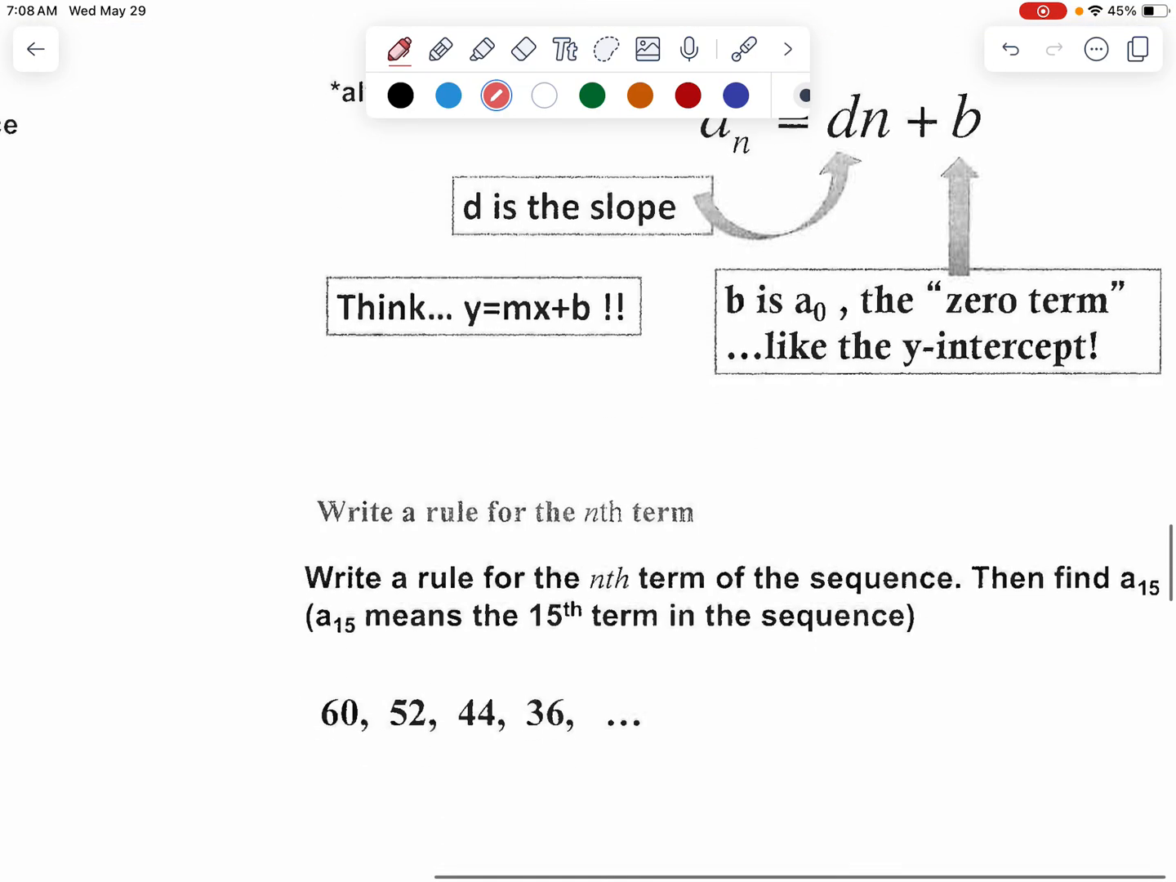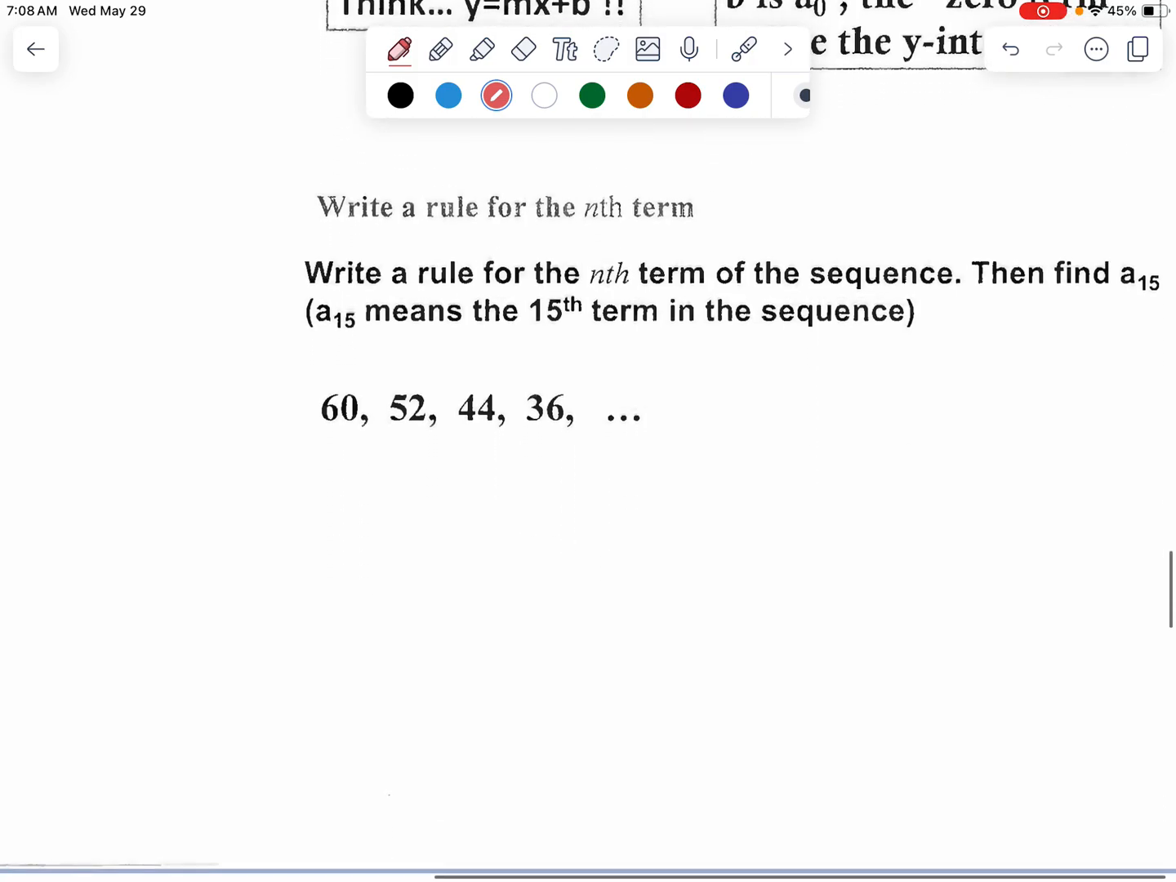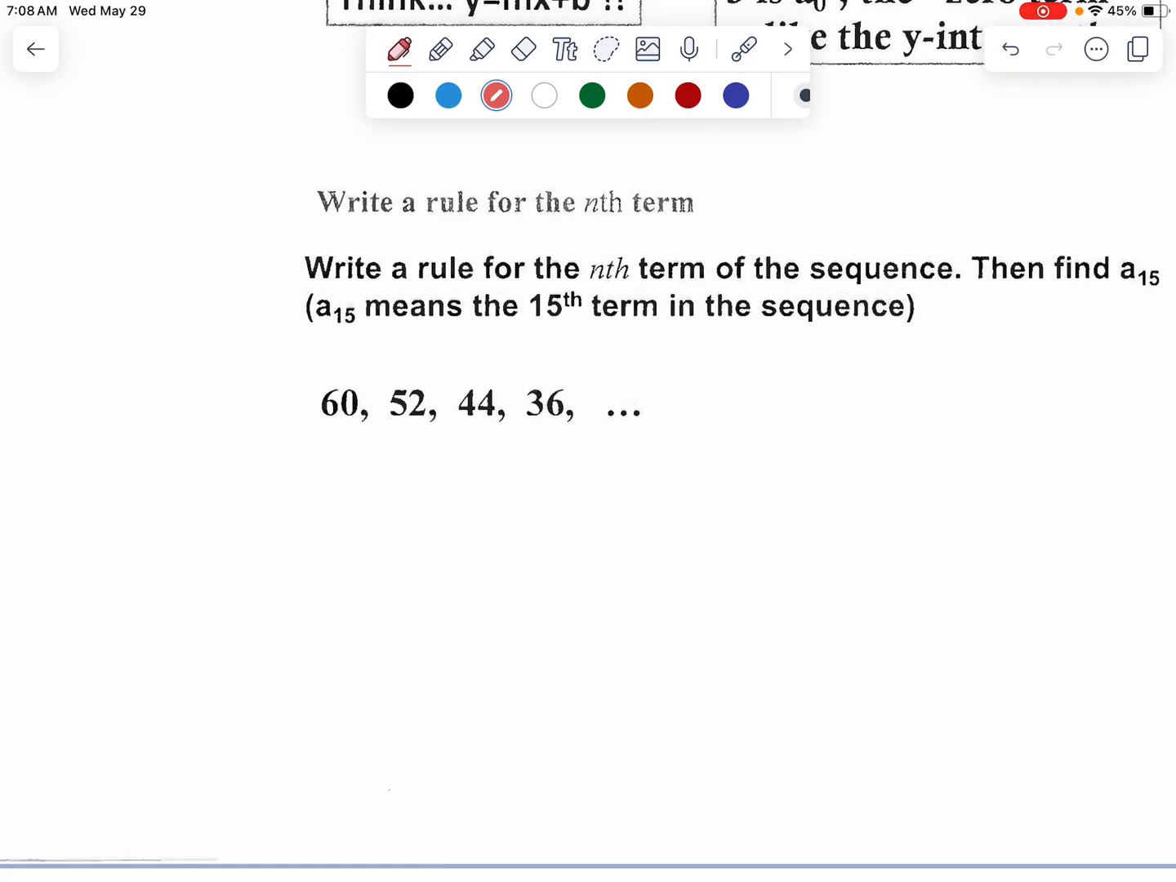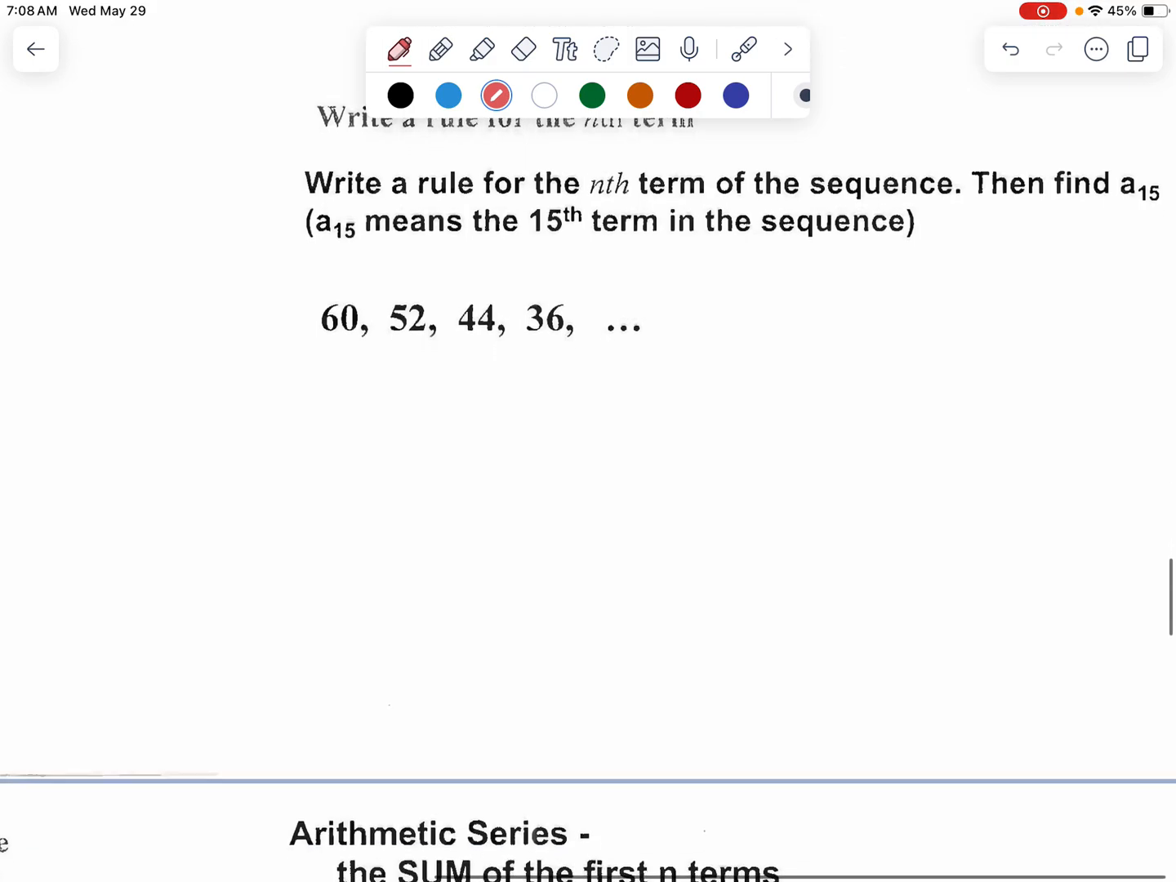So when we look at this first part, it says write a rule for the nth term of the sequence, then find a sub 15, or the 15th term. As we're looking through this, to go from 60 to 52, you're subtracting 8. 52 to 44, you're subtracting 8. So each time here, we're subtracting 8. That negative 8 is your d, or your common difference. Your a sub 1 is your first term, which in this case is 60.